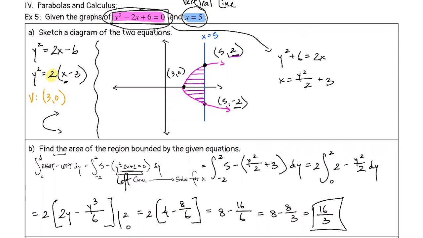Well, my graph looks like this, right? I got that. I've got this. So I'm just going to find the area of the top half, and then I'm going to double it because it should be the same as the area of the bottom half. Right, but where did the 5 go? 5 minus 3. Oh, okay, sorry.